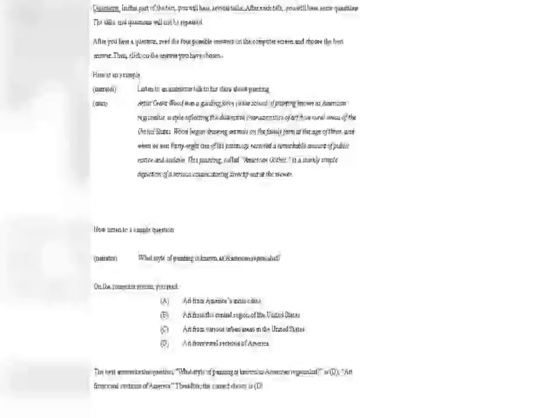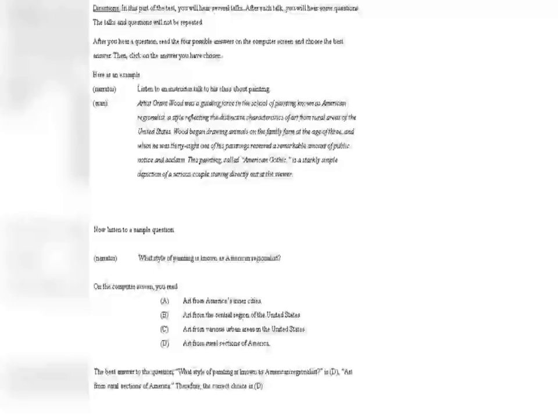Here is an example. Listen to an instructor talk to his class about painting. Artist Grant Wood was a guiding force in the school of painting known as American Regionalist, a style reflecting the distinctive characteristics of art from rural areas of the United States.